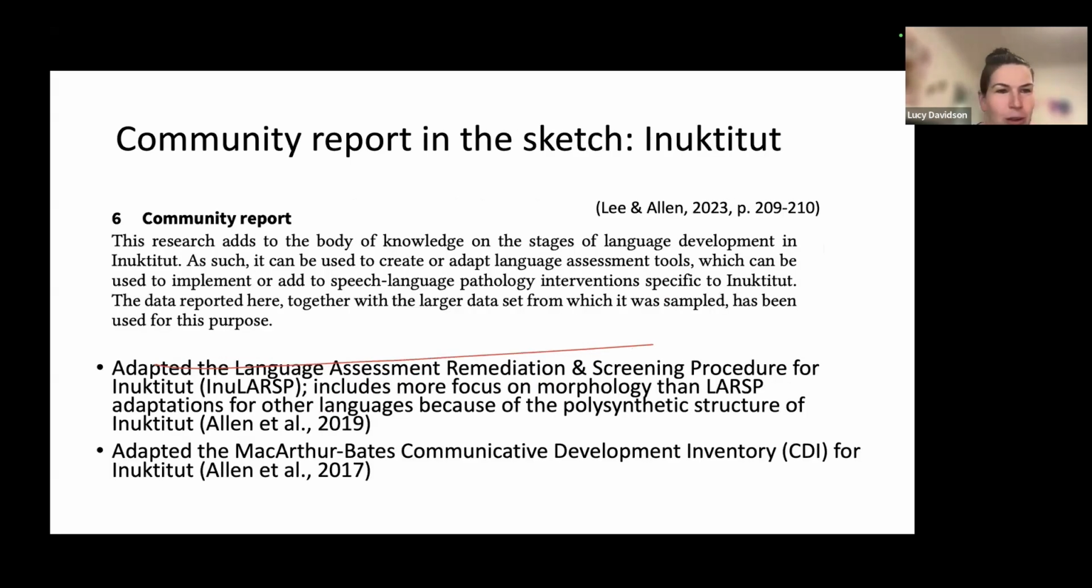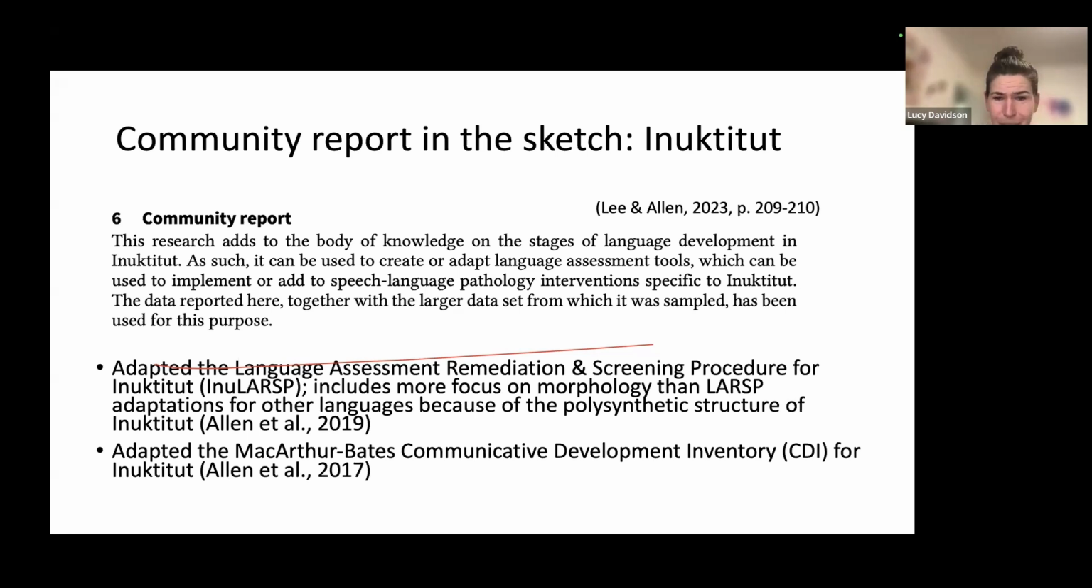So in case you're interested, here is the very start of the community report from the Inuktitut sketch. I mean, what would one of these seminars be without a section from the Inuktitut sketch, really? The one completed sketch. So this is how Hannah Lee and Shanley Allen started the community report in their sketch. I'm really struggling saying that word today, community report. So a bit of an introduction, and then they list the various outputs that were produced, and then also suggest other possibilities of how the data and the findings could be used.